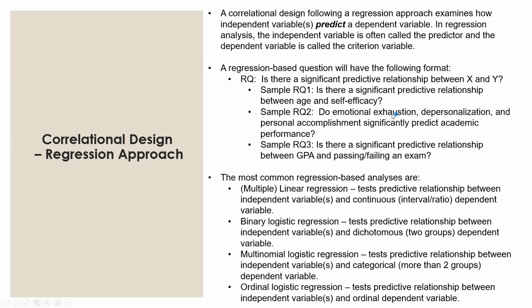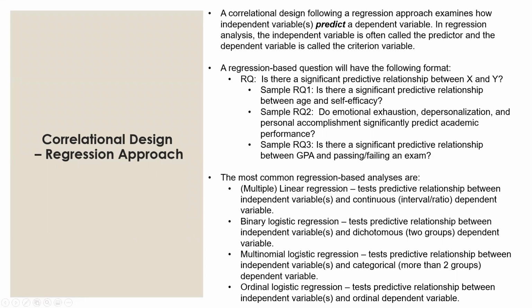And once you add multiple predictors into it, it becomes a multiple linear regression. A binary logistic regression is used when you're trying to predict a dichotomous outcome. So sample question three would apply here. How does GPA predict passing and failing of an exam? So if pass and fail is dichotomous, there are two distinct groups. So that would be a logistic regression.